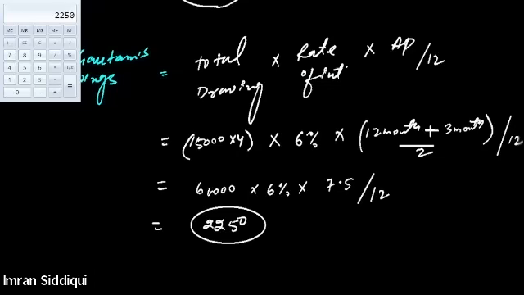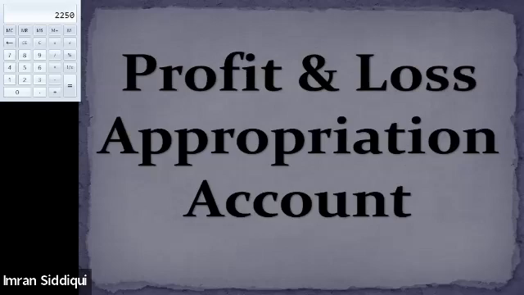All right. So this is all about the calculation of interest on drawing. We have two methods. We already covered both the methods. Now we can move to the next topic, which is the P&L appropriation account. Do you have any idea what is the P&L appropriation account?